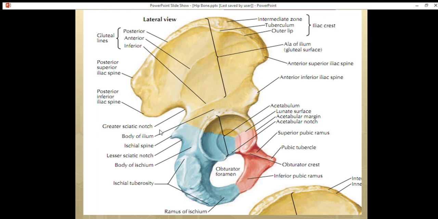Then we have the lateral border, which is separating the femoral surface present between the anterior border and lateral border, and then the dorsal surface, which is forming the ischial tuberosity, the large elevated roughened area. The pelvic surface of the ischium is not visible on this aspect. We'll see it in the next aspect.